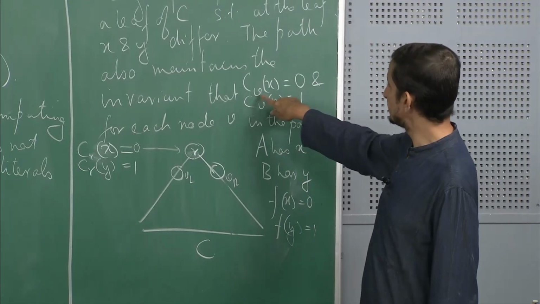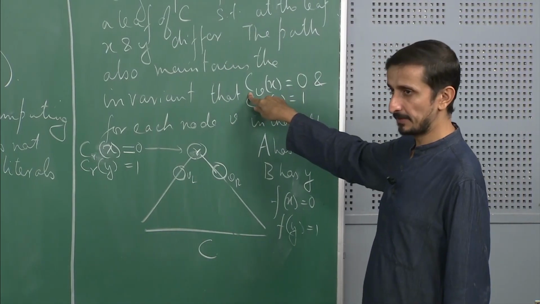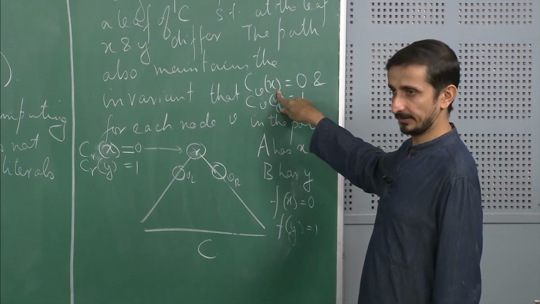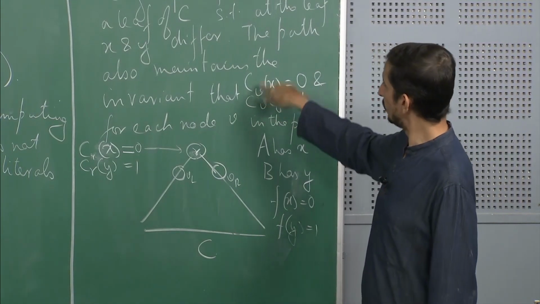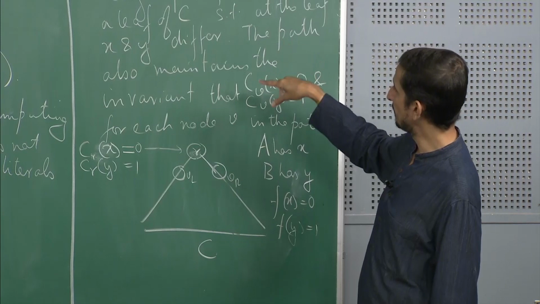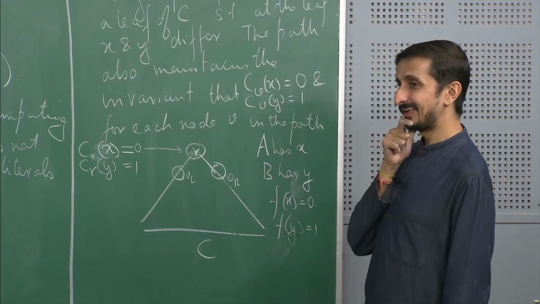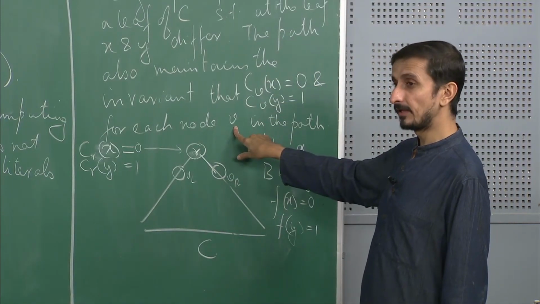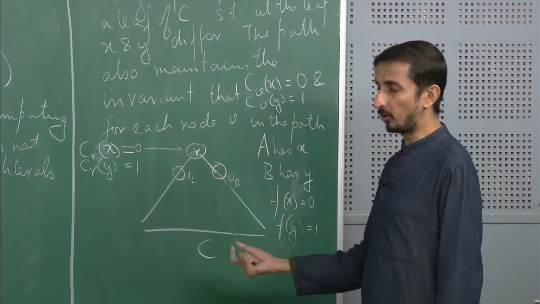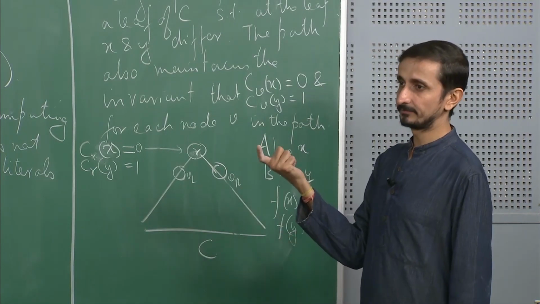CV of x. Okay. So C is a circuit. X is an input to that circuit. And suppose V is a node in that circuit. So on that input, if we provide this X input to the circuit, on that node V, what is it outputting?